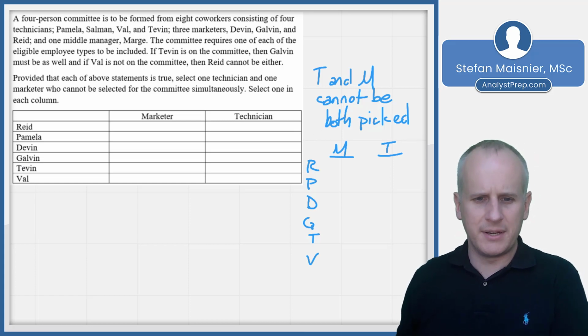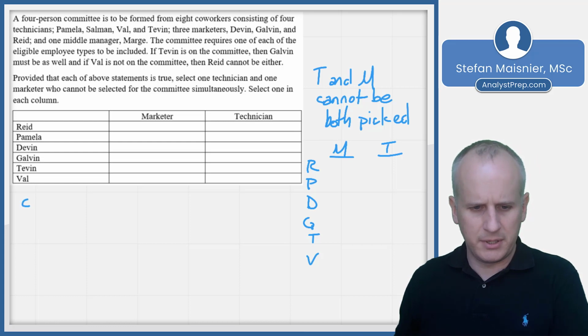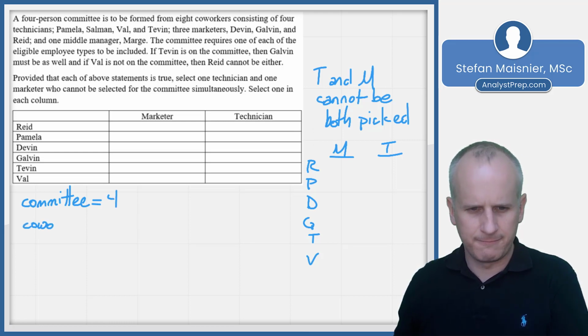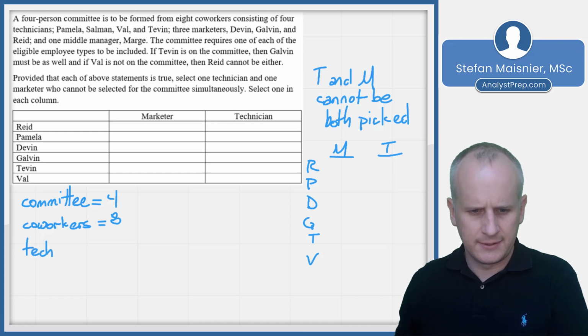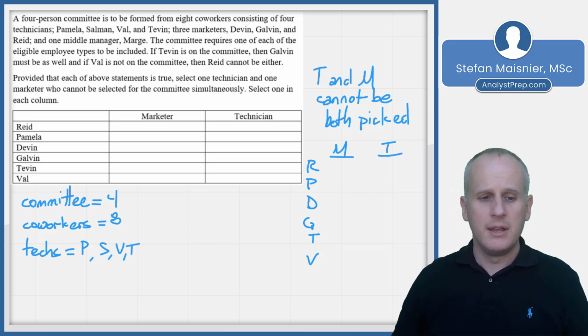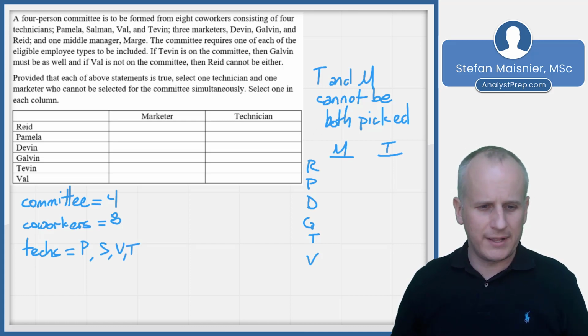So a 4-person committee, so we're going to pick 4 people. So committee equals 4, and we've got our 8 coworkers. So our coworkers is equal to 8. And then we've got our technicians. So we know we've got our techs, and those are going to be P, S, V, T.